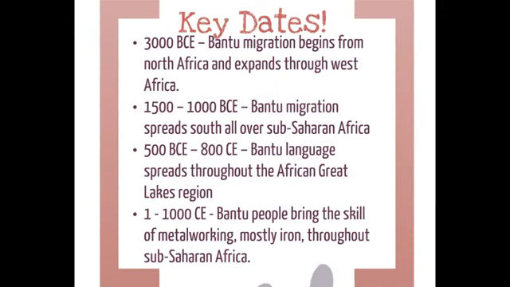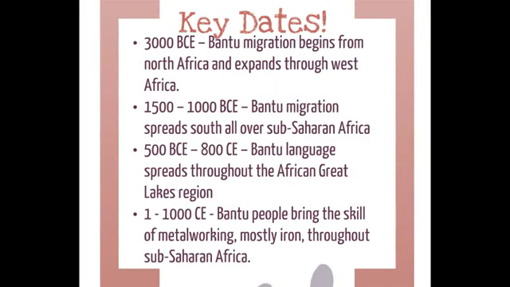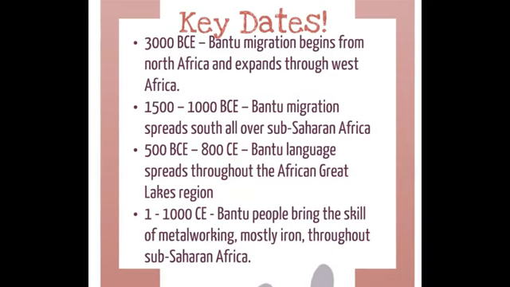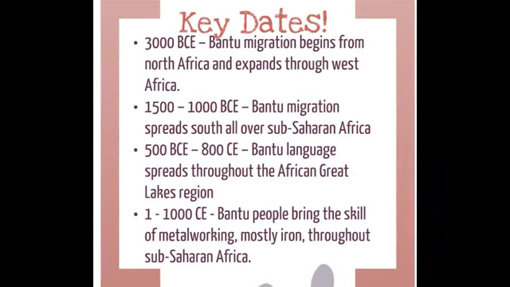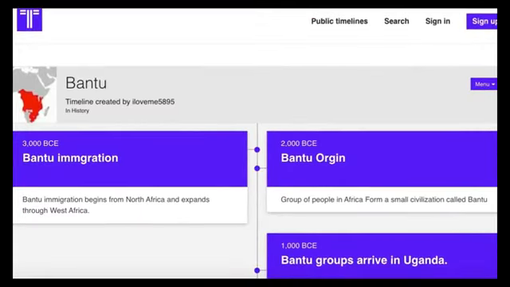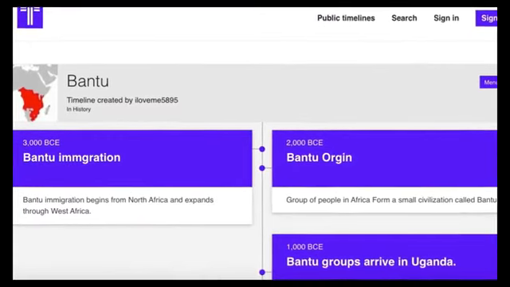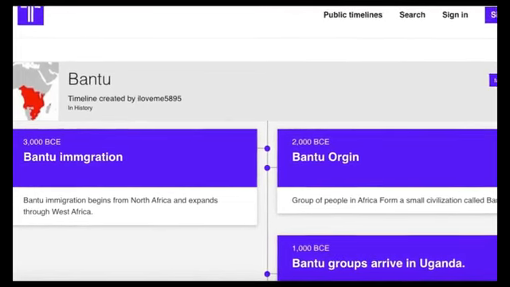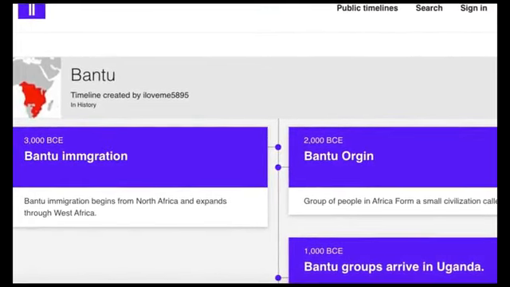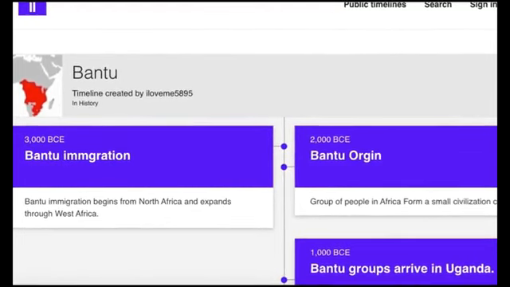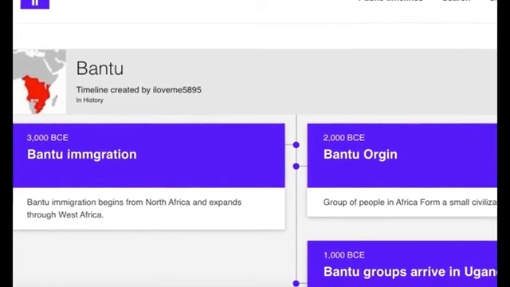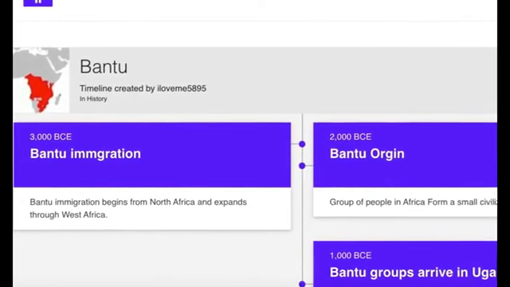Bantu migration begins from North Africa and expands through West Africa. What? Bantu migration begins from North Africa and expands through West Africa.